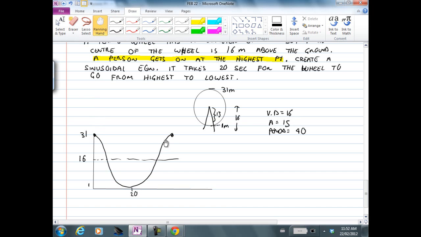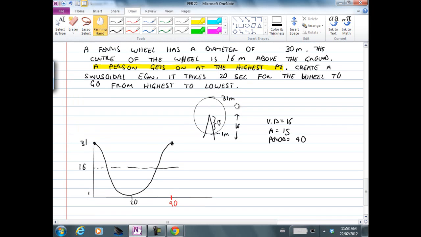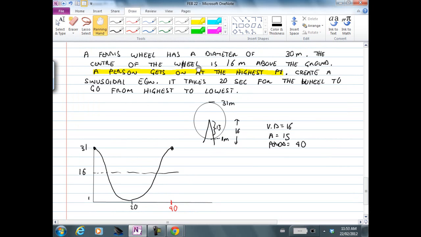Go back to how you got 1? The diameter is 16 meters, agree? Sorry, no, the center is 16 meters. Oh, so that's radius? It says the diameter is 30 meters. Yeah, the center of the wheel is 16 meters above the ground. So this is 16 above the ground, from here to here, all the way down. Now, the radius is 15. So 16 minus 15 gives you a 1 meter gap. Okay. So guys, my b value is pi over 20. That's your b value.